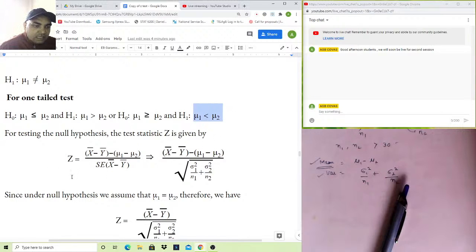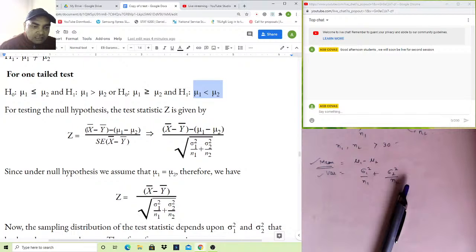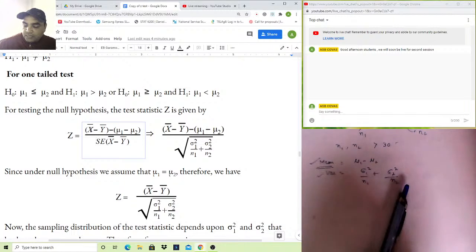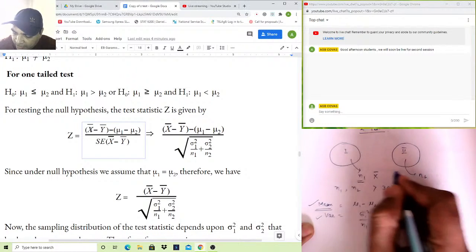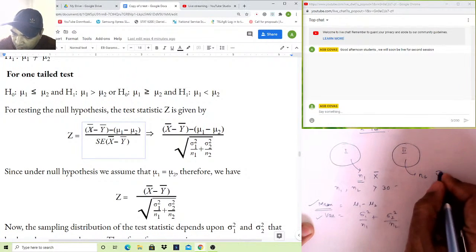So in this case, for testing the null hypothesis, the Z statistic is given by the sample means. Say for example, x bar is the sample mean from the first population, that is, we have drawn these n1 samples. So it has a mean of x bar, and the second sample has a mean of y bar.